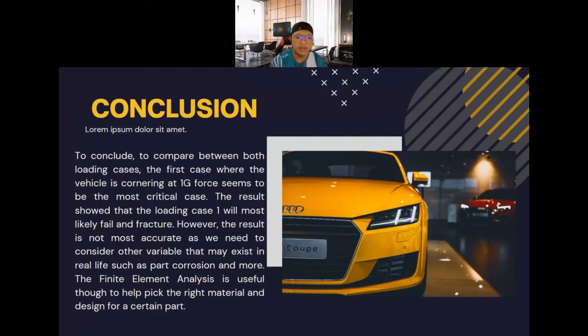The finite element analysis is useful though to help pick the right material and design for a certain part.